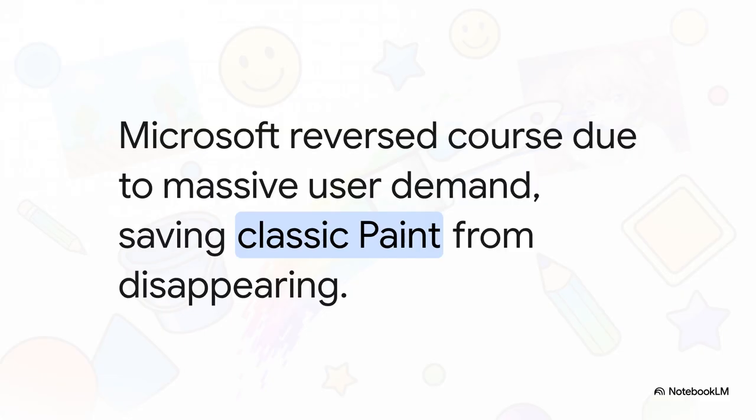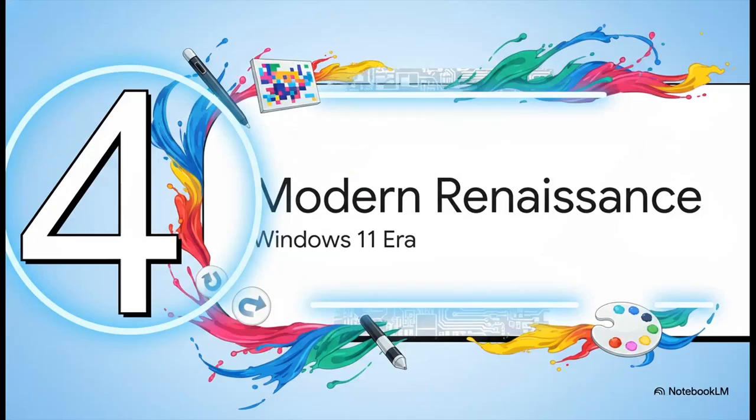And guess what? It led to this totally triumphant underdog moment. Microsoft actually reversed course. Classic Paint survived because user demand absolutely forced Microsoft to abandon their plans to retire it. How crazy is that? Which leads us perfectly into our final chapter, the modern Renaissance.